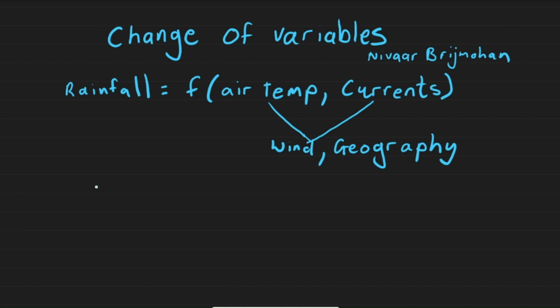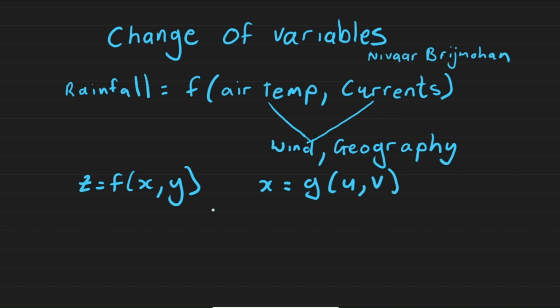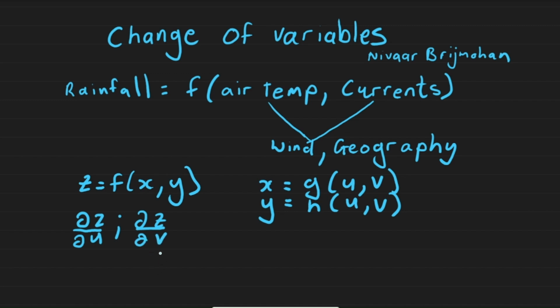So in terms of notation, we would say that z is some function of x and y. However, x is some function of two new variables, u and v, and y is also a function of u and v. So how do we now relate our derivatives to be in terms of u and v? So in other words, what we're asking is, how do we get dz/du and dz/dv?